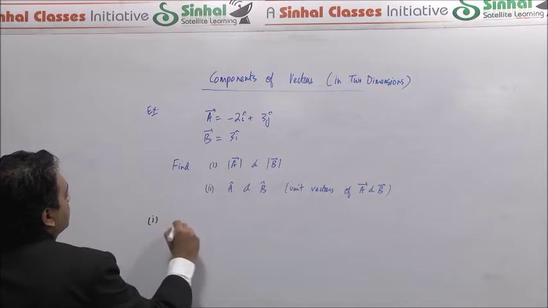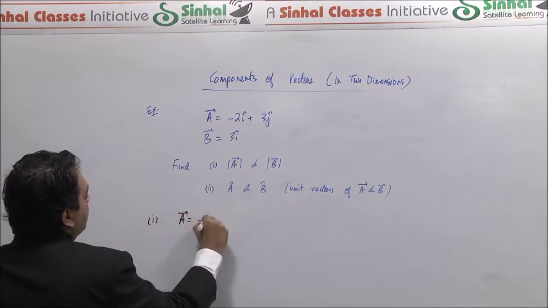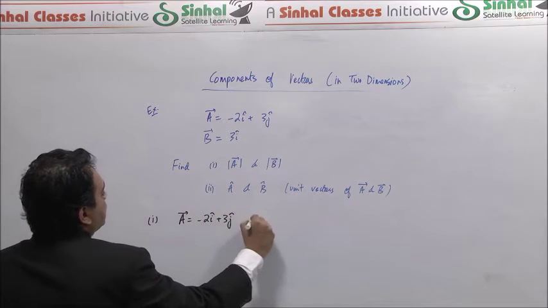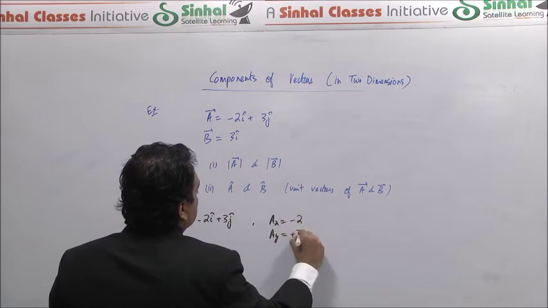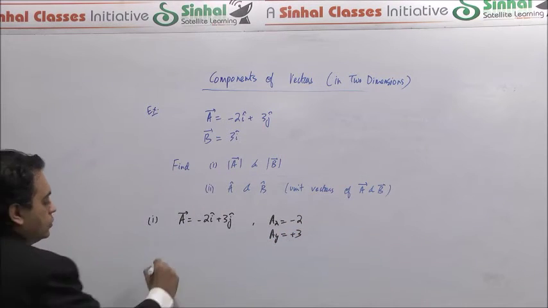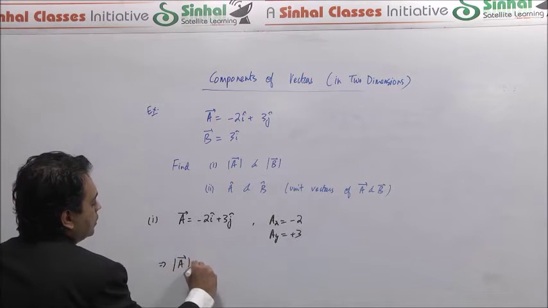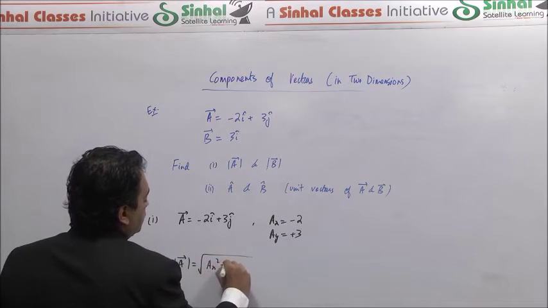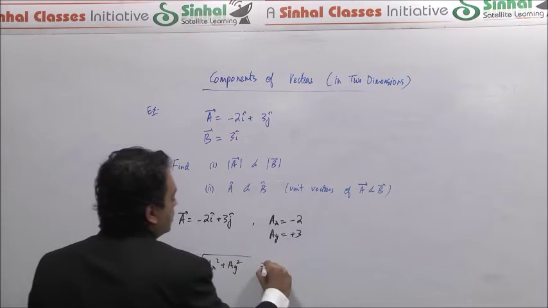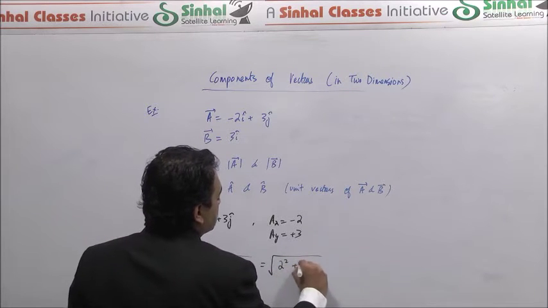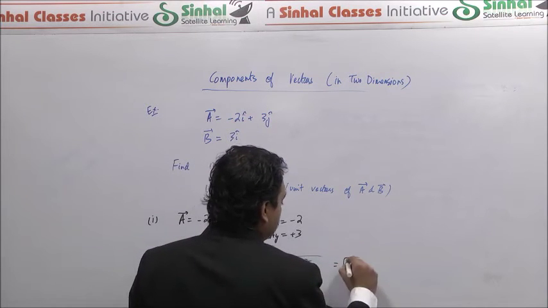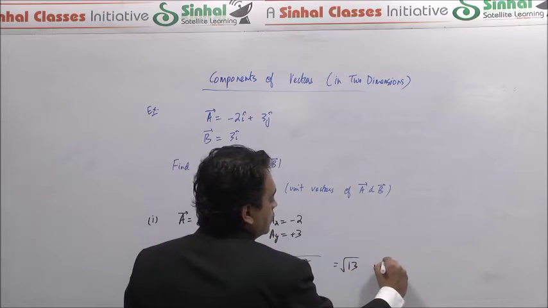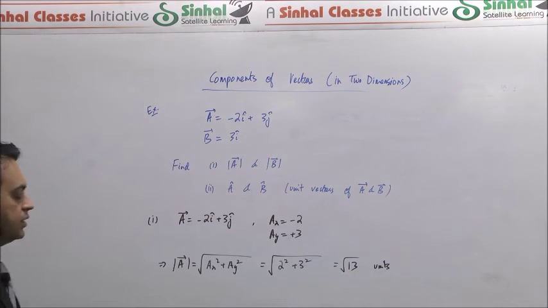Right, so let's look at the solution of this. The first thing is very simple. Given the vector A is minus 2i cap plus 3j cap, we can see that Ax is minus 2 and Ay is plus 3. So the magnitude of the vector A is square root of Ax square plus Ay square. That becomes square root of 2 square plus 3 square, which is square root of 4 plus 9. Whatever unit Ax and Ay are expressed in, the magnitude of the vector A becomes that.